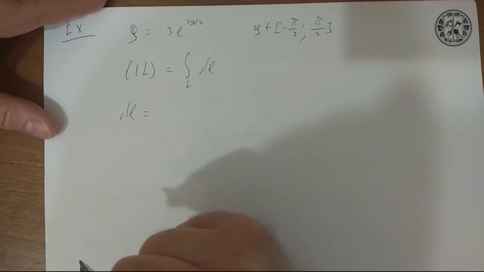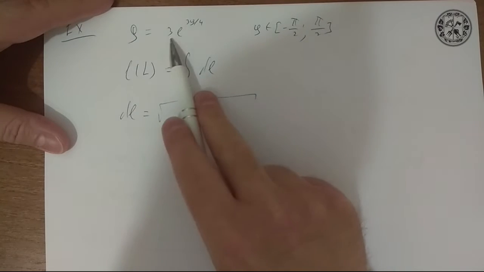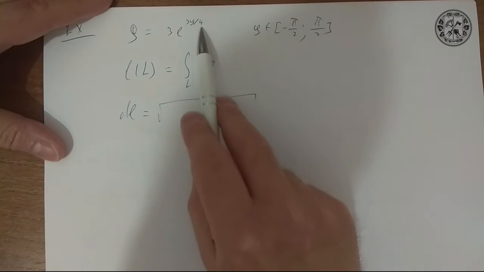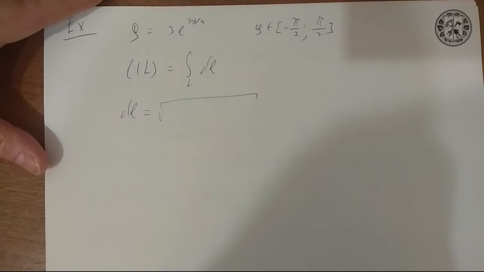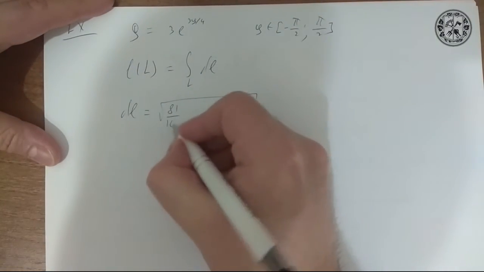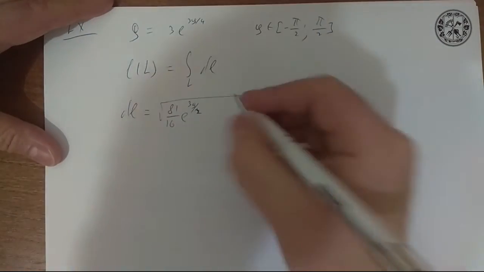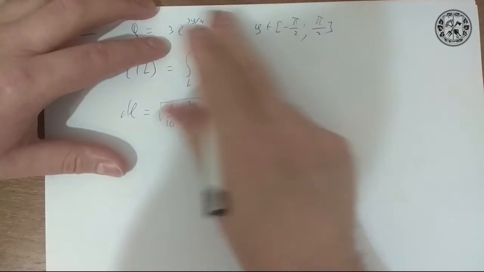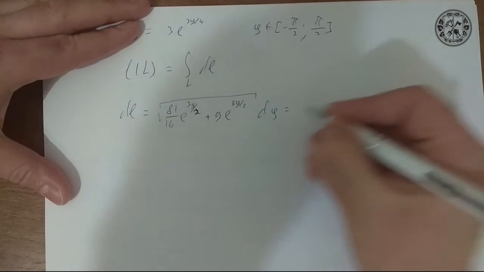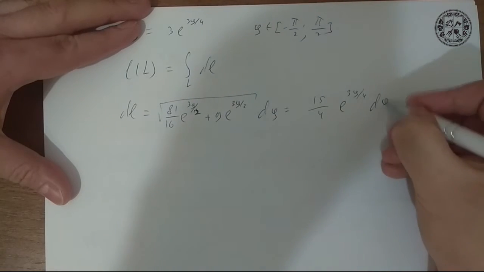We have polar curve, so we get derivative of 3e 3 phi over 4 will be 9 over 4e in same power, and to make it square, we get 81 over 16 e power 3 phi over 2 plus square of the function itself, 9e 3 phi over 2 d phi, which will be 15 over 4 e power 3 phi over 4 d phi.